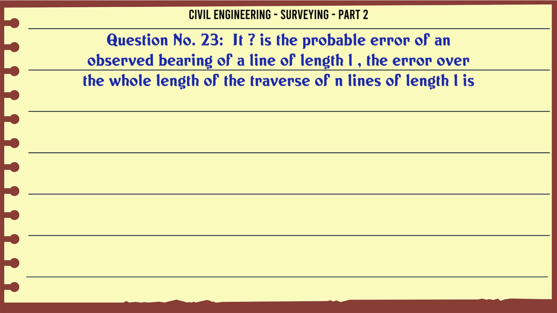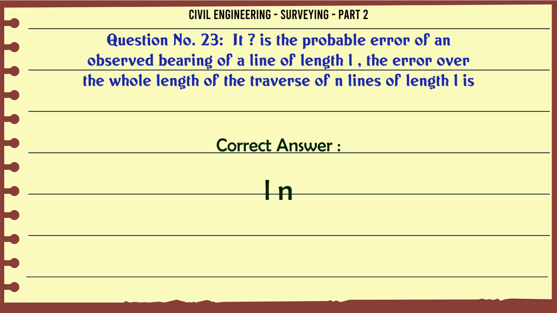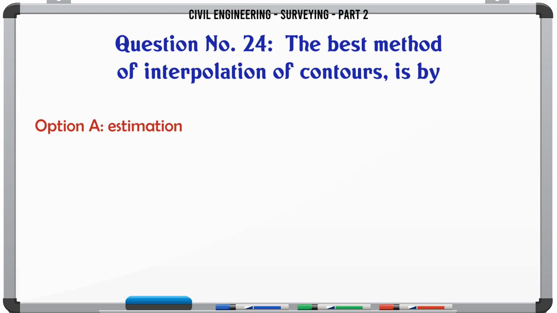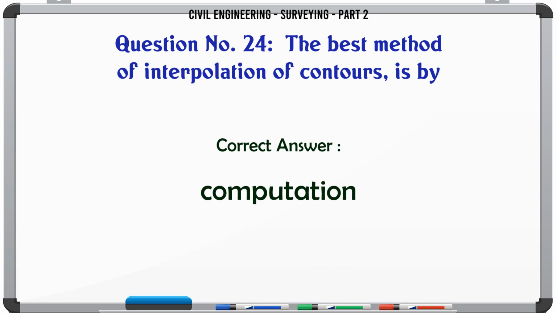If l is the probable error of an observed bearing of a line of length L, the error over the whole length of the traverse of n lines of length L is A. ln, B. n, C. l√n, D. √n. The correct answer is ln. The best method of interpolation of contours is by A. estimation, B. graphical means, C. computation, D. all of these. The correct answer is computation.